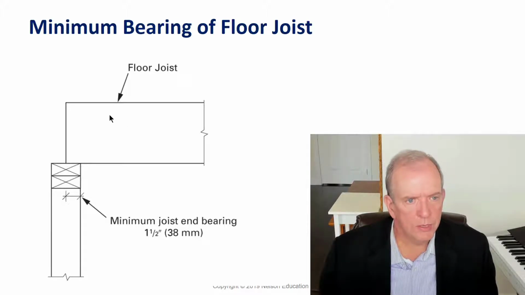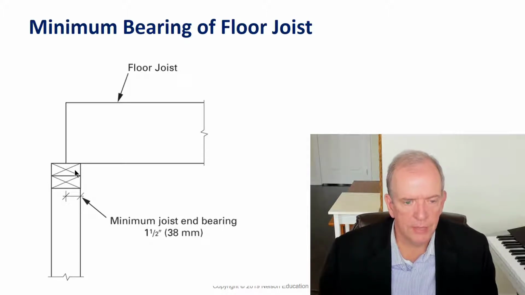So here, this is the minimum bearing according to the National Building Code and the Ontario Building Code: 1.5 inches. When we say bearing, it's just how much this is sitting on a support. If I say bearing for a beam or bearing for a joist, that's what I'm referring to. So that's 1.5 inches. You'll find the same bearing for a roof rafter on a wall, 1.5 inches.